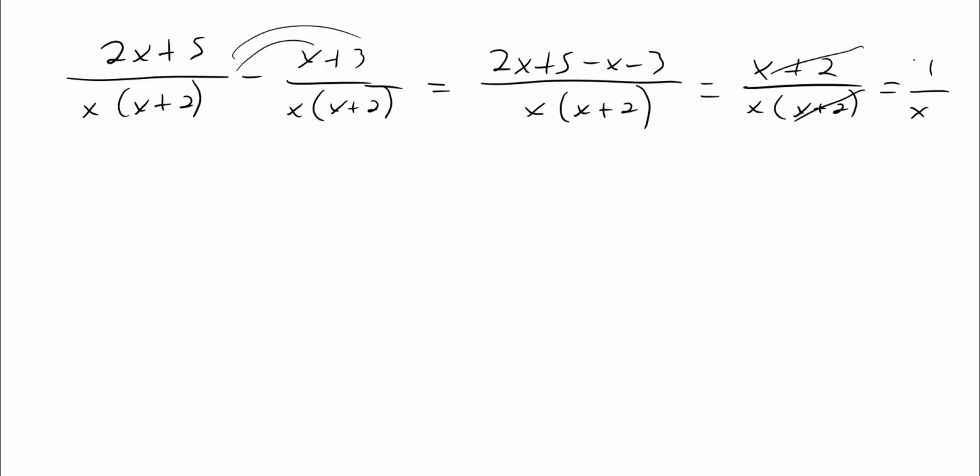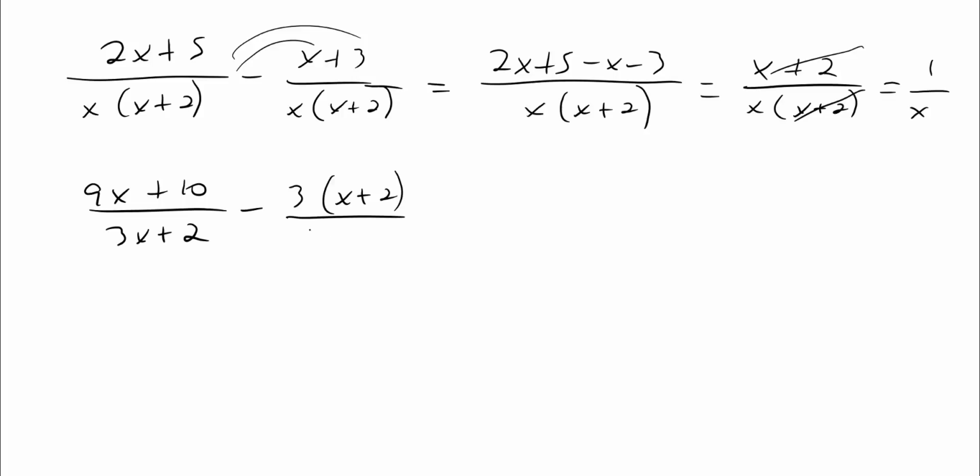Okay? All right, last problem. It's, again, a little bit more challenging. 9x plus 10 over 3x plus 2 minus 3x plus 2 over 3x plus 2. So again, not a big deal, guys. You're just distributing a negative 3 here.